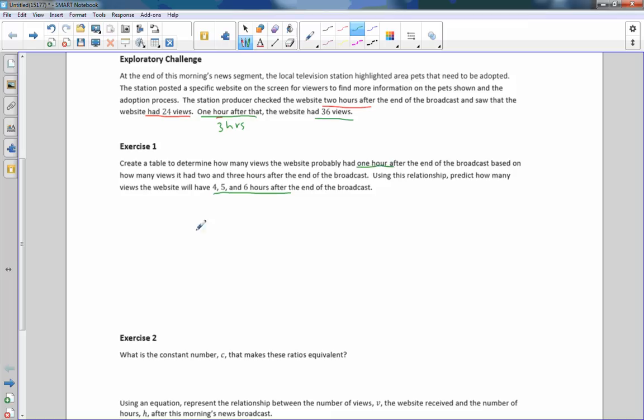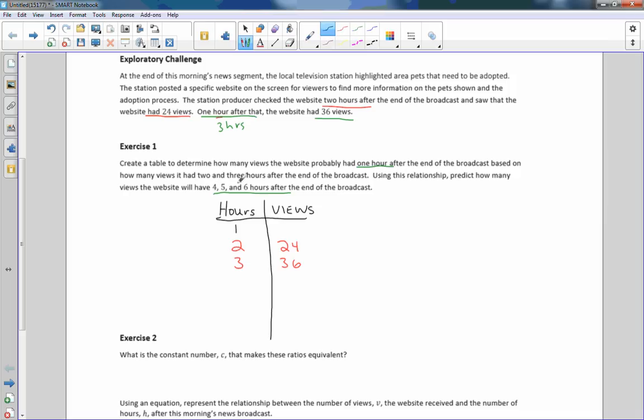So I want a table that goes from 1 to 6, and I'm going to compare two different things. I'm comparing hours, and in those hours, how many times did people view the website? So hours will be on one side, and views will be on the other. All right, so I want to know what 1 is. And I already do know what 2 is, and I already know what 3 is. 2 hours after the broadcast saw 24 views, so this would be 24. 3 hours, or 1 hour after the 2, the website had 36 views.